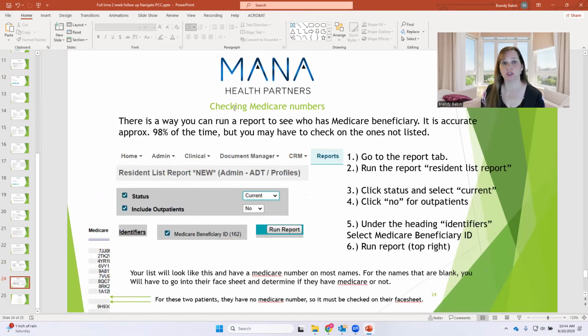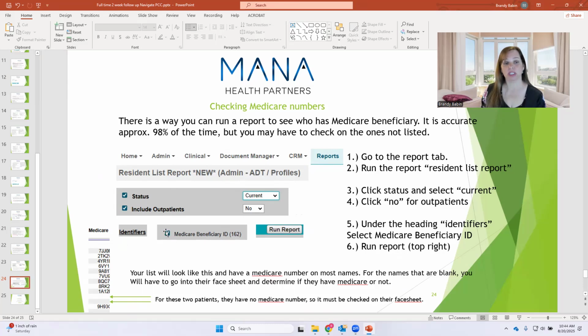Checking Medicare numbers, we showed this on the payer source, but this is a way you can run the report to see who has the Medicare beneficiary. So you're going to again come to reports, and then you're going to go to the resident list report. Easy to remember because it's the list of residents. Make sure you click current patients under the status. You don't want the status to be all, because then it will pull all of the discharge patients as well. So make sure you pick current. Include outpatients? No, we don't want any outpatients.